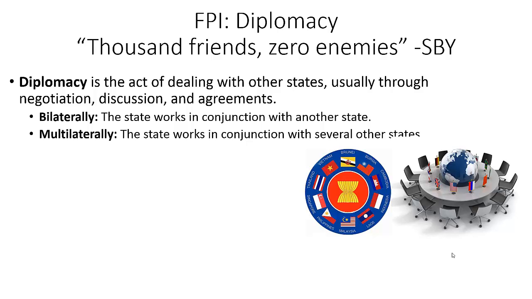What is it? Dealing with other states, negotiation, discussion, agreement. It's pretty straightforward. Anything that involves states talking to each other about anything is diplomacy. So anytime you've got foreign ministers or prime ministers or trade delegates, anyone, we know we've got bilateral, 2 states getting together and talking, and multilateral, many states coming together for a conference or a meeting or a forum. So 2 types, bilateral, multilateral.